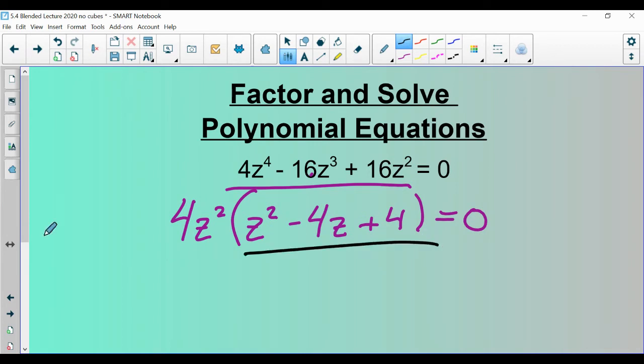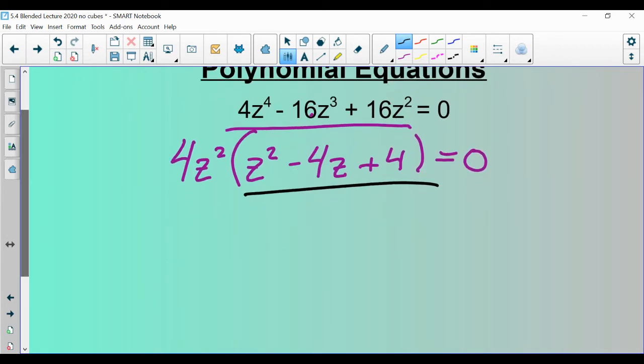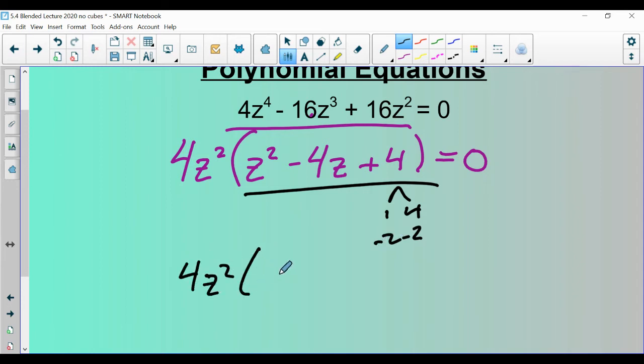From here, I would look to factor this statement, z squared minus 4z plus 4. This is your normal factoring. Okay, what multiplies to positive 4 that adds to negative 4? Well, the factors of 4 are 1 and 4 and 2 and 2. Would any of these add to negative 4? Yeah, negative 2 and negative 2 would, right? So I'd have 4z squared, z minus 2, and z minus 2.